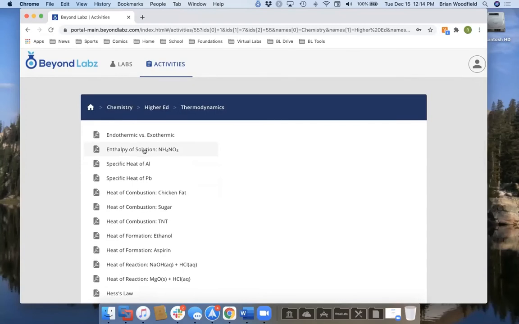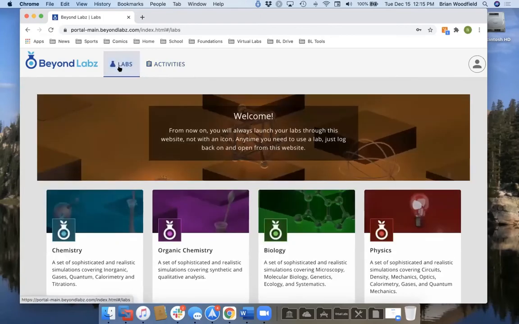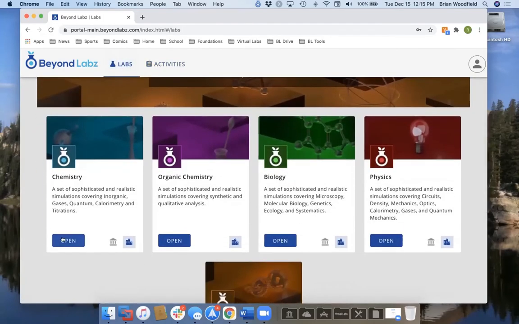So we have activities. We have about 350 total. We have about 80 for higher ed chemistry, about 30 for high school chemistry, about 35 for biology, and 100 for organic chemistry. And so that's kind of how it works. So I'm gonna go in.